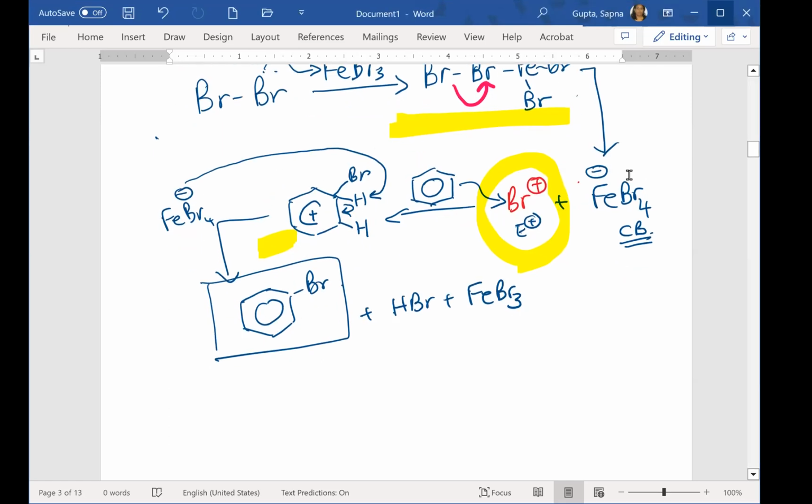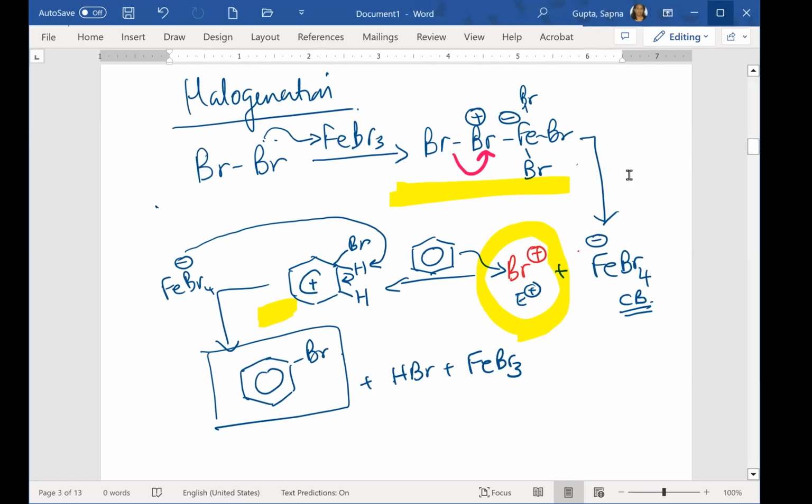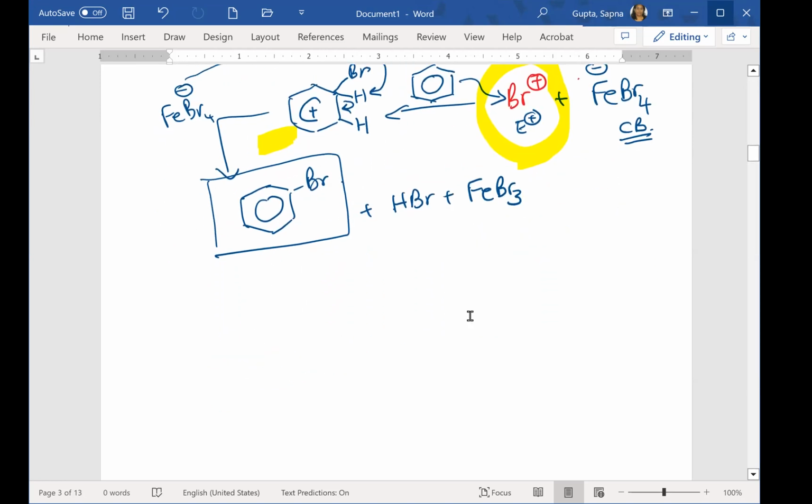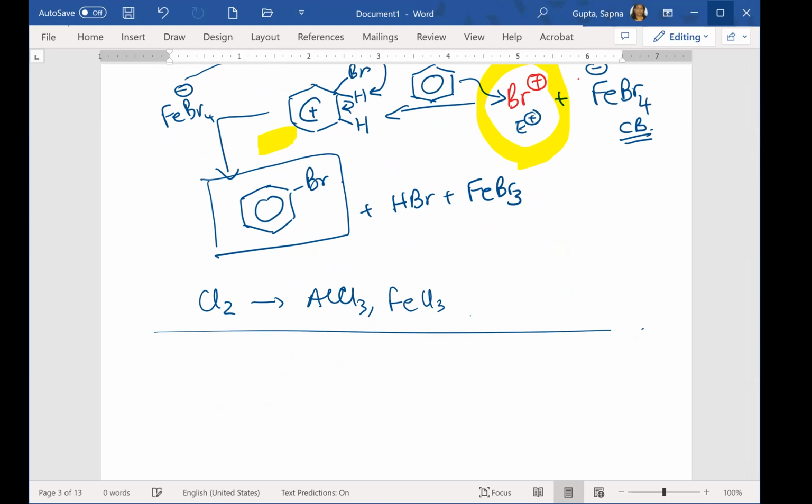Anyhow, okay, so that's halogenation. Any question on this? All right. So make sure that you keep your catalysts together. For bromine, you will use FeBr3. For chlorination, you can use AlCl3, or you can use FeCl3 also. Okay, those are fine. So that was halogenation.